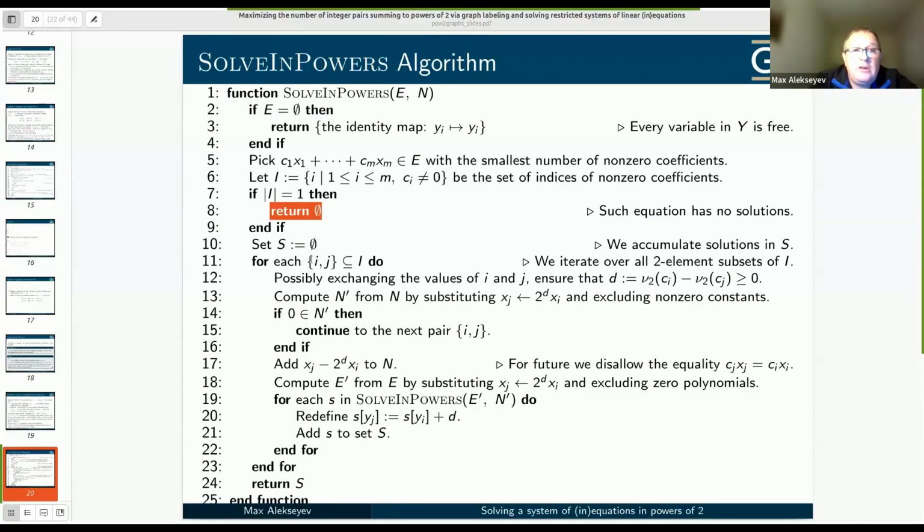Otherwise, we go over all pairs of indices from those that have non-zero coefficients, and we basically do this substitution that I explained, get the smaller sets E prime and N prime, and we recursively call the same function, solving powers, and just from the solutions update the solution to the bigger system.